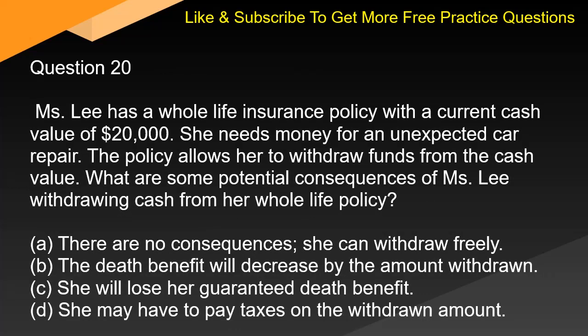Question 20. Ms. Lee has a whole life insurance policy with a current cash value of $20,000. She needs money for an unexpected car repair. The policy allows her to withdraw funds from the cash value. What are some potential consequences of Ms. Lee withdrawing cash from her whole life policy? A. There are no consequences. She can withdraw freely. B. The death benefit will decrease by the amount withdrawn. C. She will lose her guaranteed death benefit. D. She may have to pay taxes on the withdrawn amount.